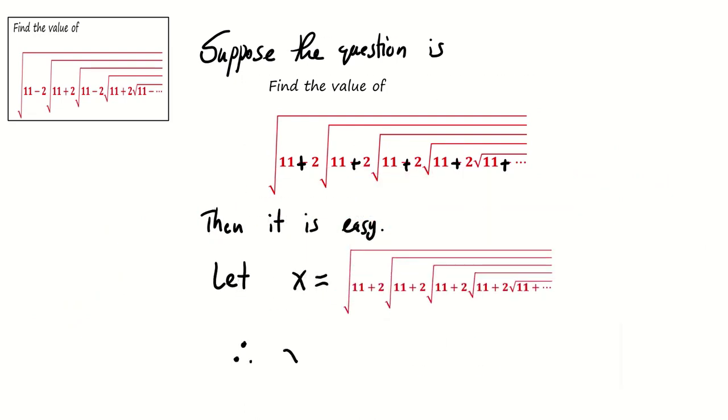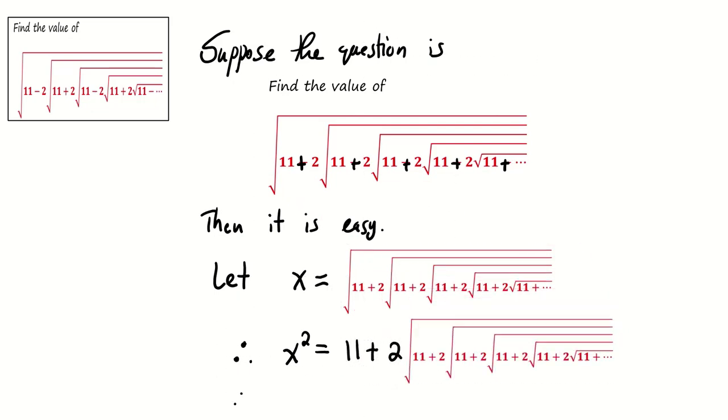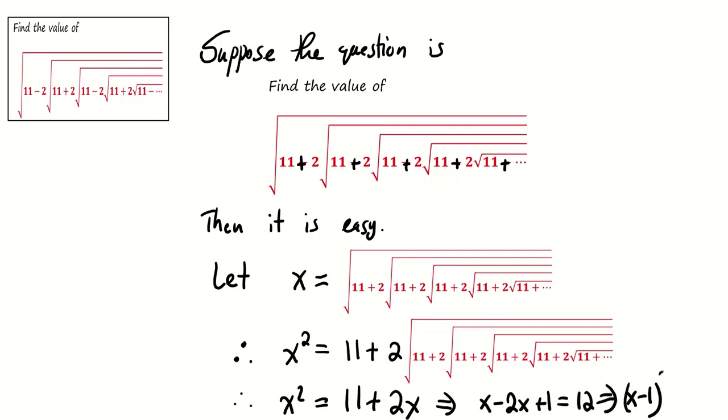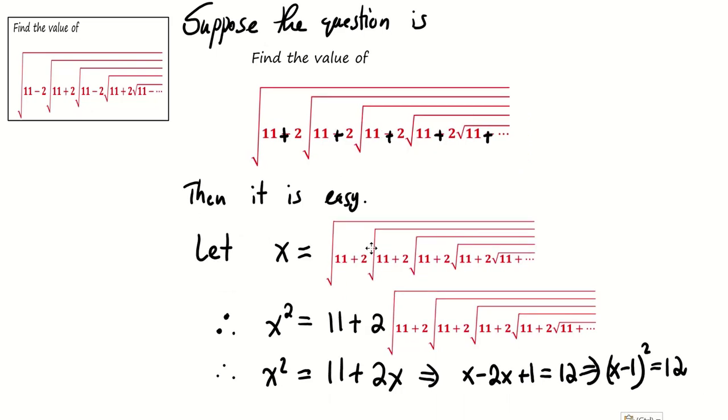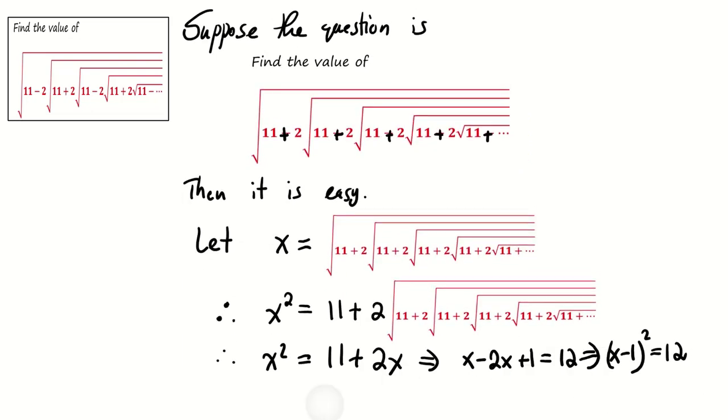Then we see that x squared equals to 11 plus 2 of the same x. So we have a quadratic equation, x squared equals to 11 plus 2x. Solve this equation, and we have x squared minus 2x plus 1 equals 12. And therefore, (x minus 1) squared equals 12. Note that x is square root of some value, and therefore x is positive. And therefore, x equals square root 12 plus 1, which is about 4.464.